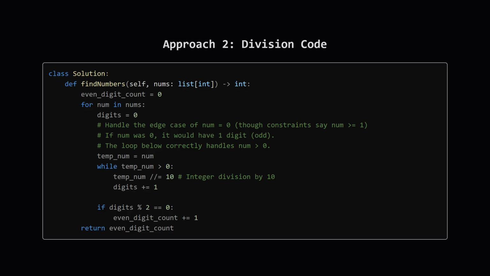Finally, just like before, we check if digits is even using the modulo operator, and if it is, we increment our main even_digit_count.